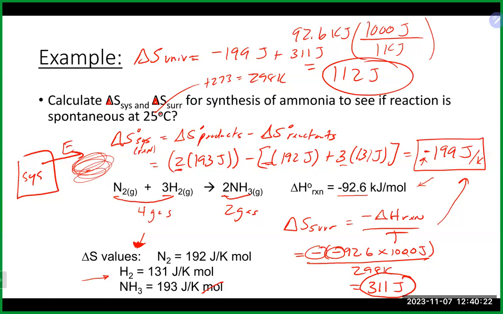Now that we calculated delta S of the universe, is this reaction spontaneous? It is, because our delta S of our universe is a positive value. So we have a positive value here for the universe, so it will be a spontaneous process.